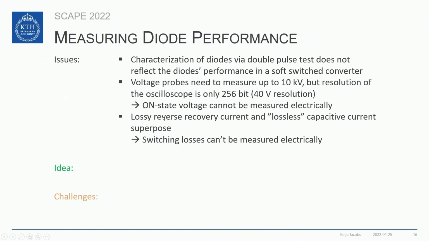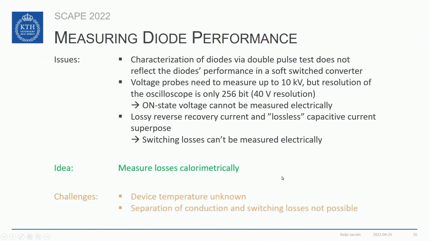Secondly, the lossy reverse recovery current and the lossless capacitive current superpose, as shown before in the figure. Therefore, the switching losses cannot be measured electrically either, because we cannot separate both. The idea was therefore to measure the losses calorimetrically, but this imposed new challenges. For example, the device temperature was unknown and the separation of conduction and switching losses was no longer possible.